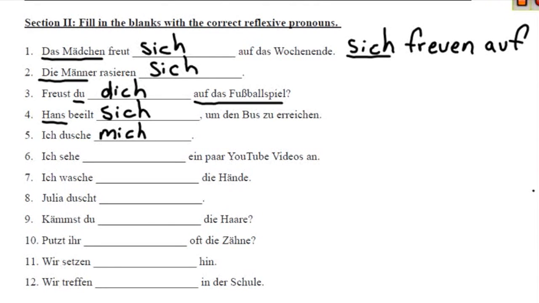Here we have ich sehe, I see. What is being seen is ein paar YouTube videos. These things here are the direct object, the YouTube videos. So now our other object in this sentence, the one that's in the blank space here, is our indirect object. So this one should be ich sehe mir, dative case, ein paar YouTube videos an. I am looking myself at a few YouTube videos. This one isn't something that we would say in English, but it does happen in German.